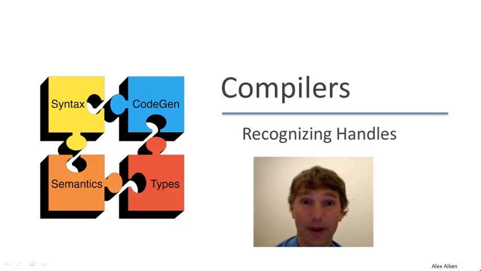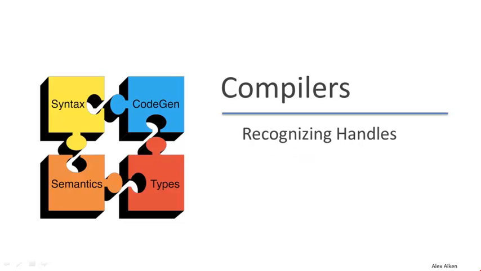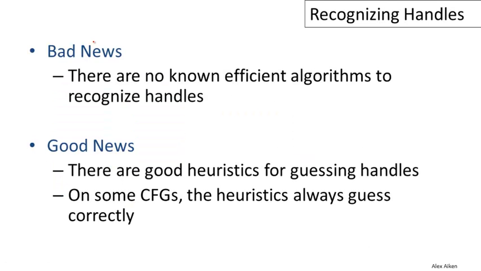Welcome back. In this video, we're going to talk about the key ideas behind techniques for recognizing handles. There is good news and bad news when it comes to recognizing handles. The bad news is that there is no known efficient algorithm that recognizes handles in general. So for an arbitrary grammar, we don't have a fast way to find the handles when we're parsing.